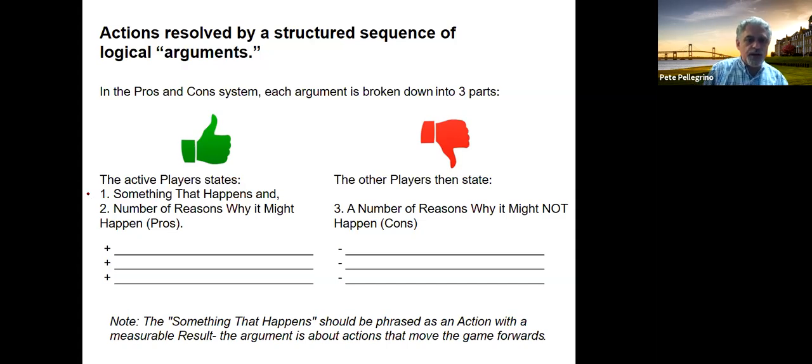So that's our first part here. We have this idea that something happens. I'll show you an example in a second. And then here's why it's going to happen. But the other players in the game have the opportunity to say, uh-uh, and to give you reasons why it might not happen. And they can give you counter arguments to your arguments.